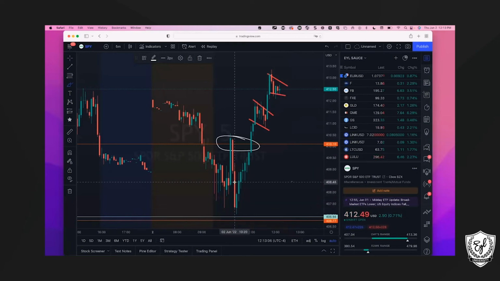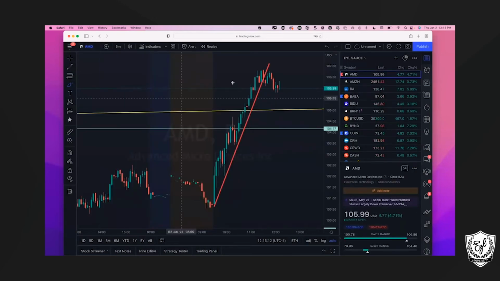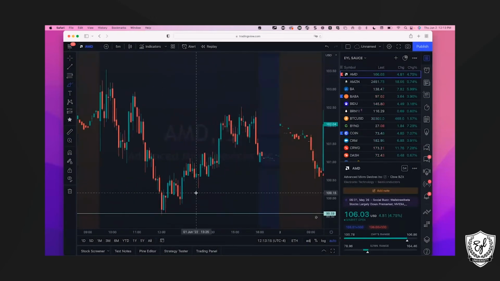Can I do an AMD? Yes, 100%. AMD is another one. We talked about the 100 level yesterday. It actually held 99.59. That is the level that we were able to hold. Yes, I'm still in that put as well. Anything from 99 to 100 is a critical support level for AMD.